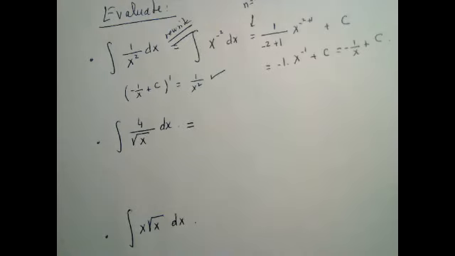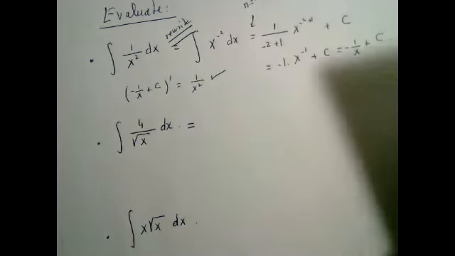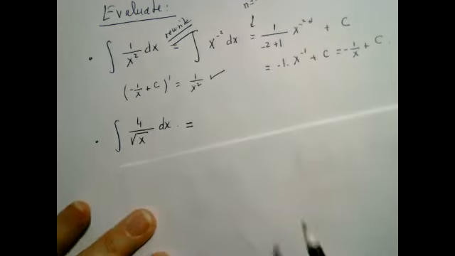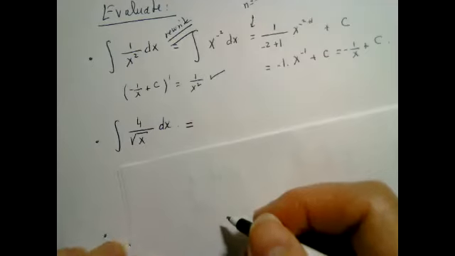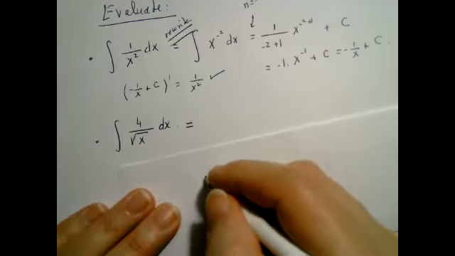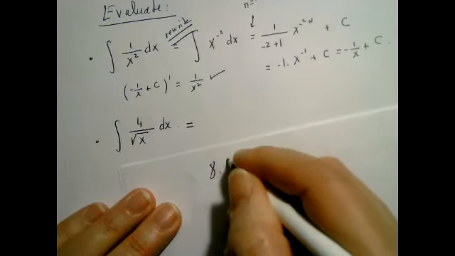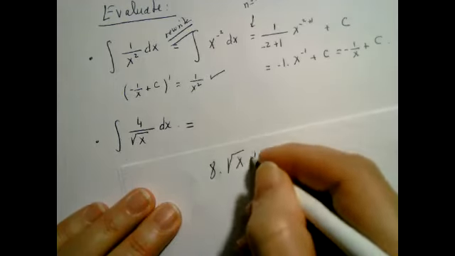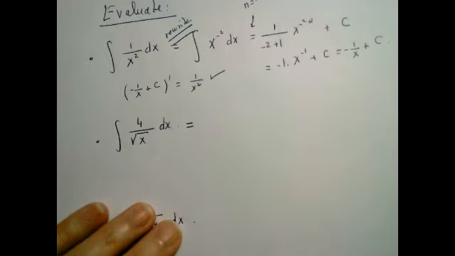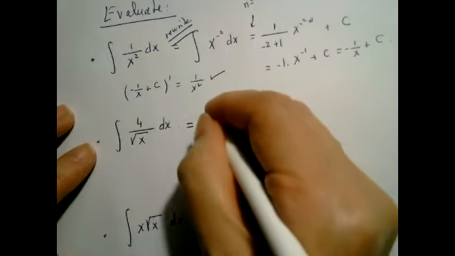All right, anybody like to share what they did? Anybody, your answer, Ryan? I got 8 times the square root of x plus c. Okay, let's check him out. Anybody got the same thing? All right, we'll check it. 4 is a constant.